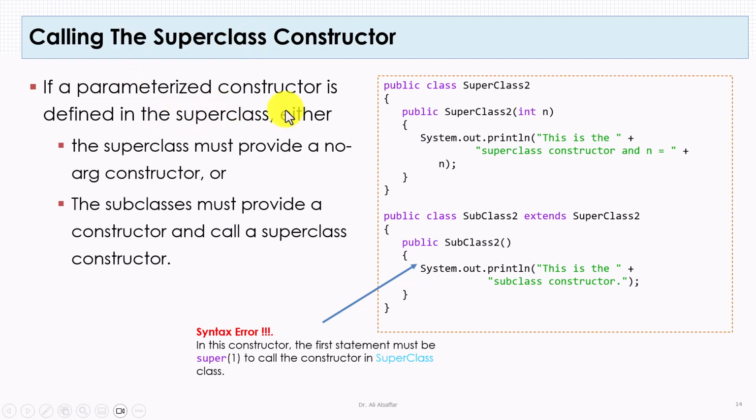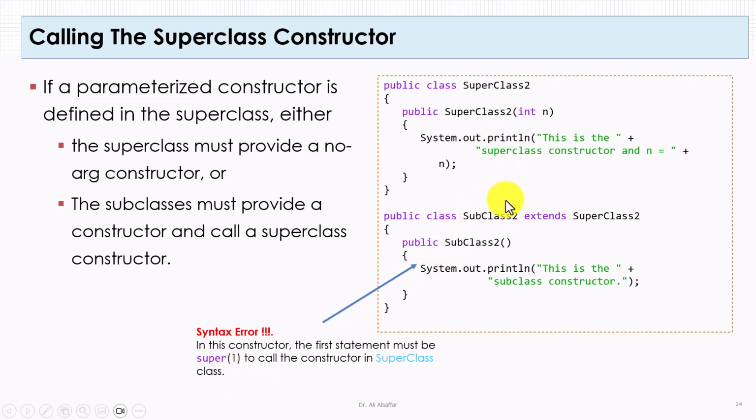If a parameterized constructor is defined in the superclass, and when we say parameterized constructor, it means a constructor with arguments, then what do you have to do? In this situation, you have two solutions. One is that you provide a default constructor in the superclass, so the superclass must provide a no-argument constructor. The other is that the subclass must provide a constructor, and this is the example we have here. But first you have to call the superclass constructor by using the keyword super.